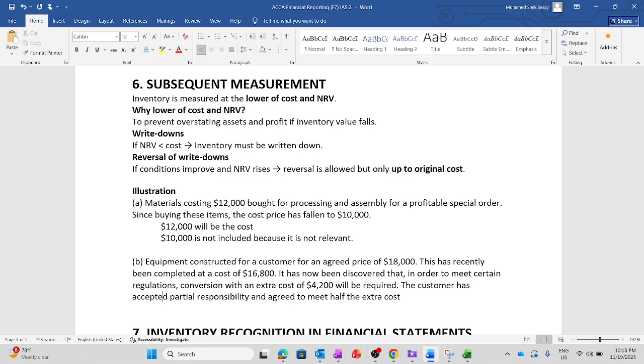This has recently been completed at a cost of $16,800. So this is the cost component. We have the net realizable value, and we have the cost. It has now been discovered that in order to meet certain regulation, conversion with an extra cost of 4,200 will be required. The customer has accepted partial responsibility and agreed to meet half of the extra cost. So it means from the NRV, half of the amount we are going to pay.